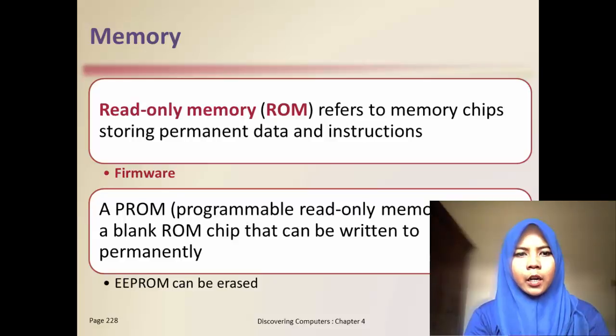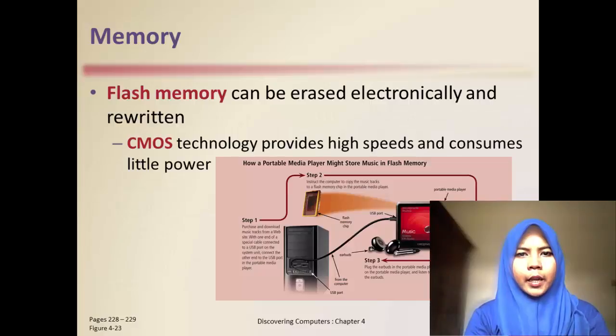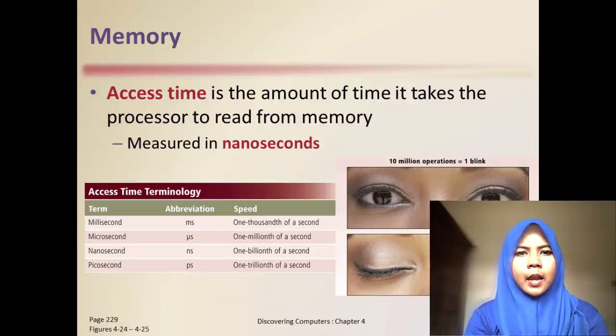Read-only memory, ROM, is primary memory; ROM cannot be erased. Flash memory can be erased electronically and rewritten. CMOS. Access time is the amount of time it takes the processor to read from memory.